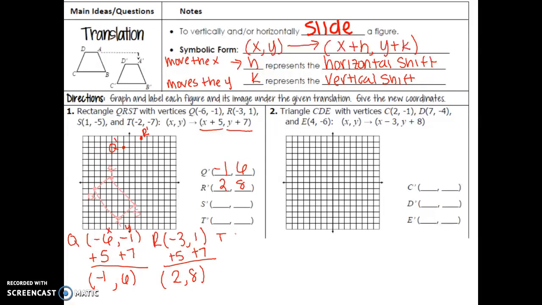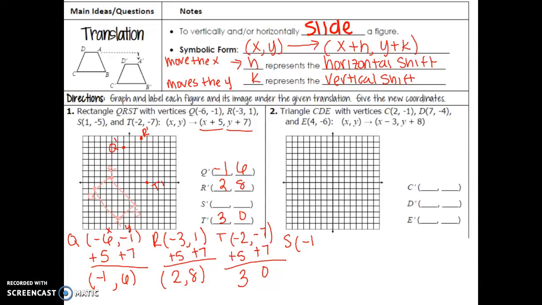For T, our coordinates were -2, -7. Again, add 5 to my x's, add 7 to my y. Of course, that rule is going to change depending on what you are given. So for my T, that's going to be +3 and a 0. So T is going to be 3, 0. So 1, 2, 3, 0. That's T prime.